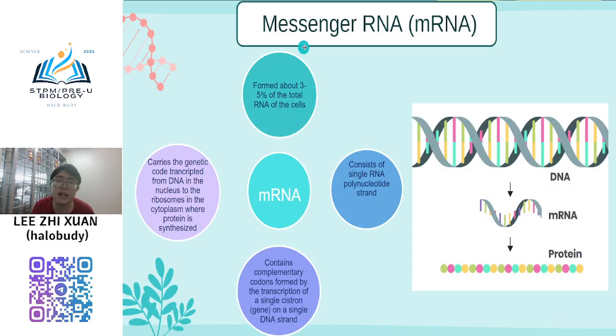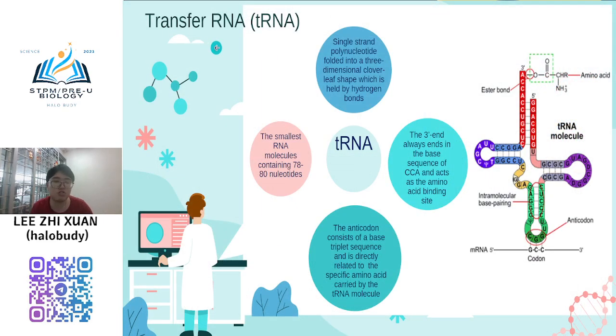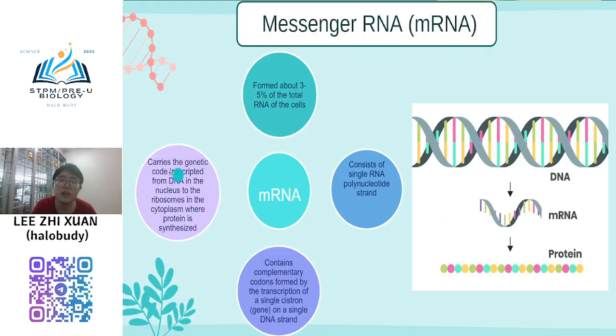The first one is called messenger RNA. Another one is ribosomal RNA. And the final one is transfer RNA. We call them mRNA, rRNA, and tRNA. All three of them have different functions. So we go to messenger RNA first.